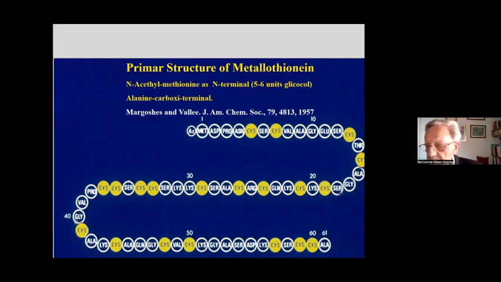And in the next figure, Margoshes and Vallee in 1957 established the mineral ion content after the discovery of metallothionein in horse renal cortex. The percent concentration of metal ions per mole we see is cadmium, zinc, iron.